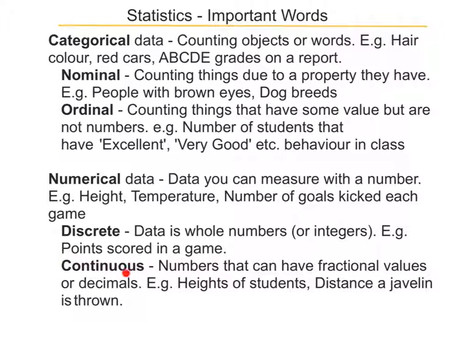Continuous is when you can get all those fractions in between. So numbers that have fractional values or decimal values, for example, heights of students. A student can be any height, for example, 1.74 metres, 1.75 metres, 1.755 metres, etc. All those fractional values are able to be measured. Another example is the distance a javelin's thrown. So discrete are fixed numbers with no in-between values or fractions possible, and continuous can have all the fractional values in between.